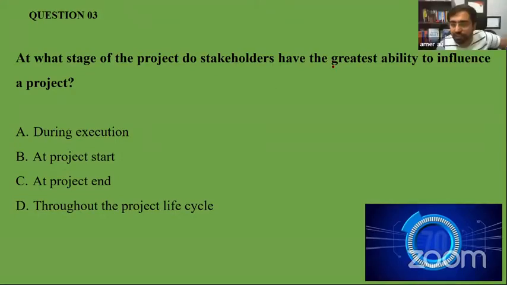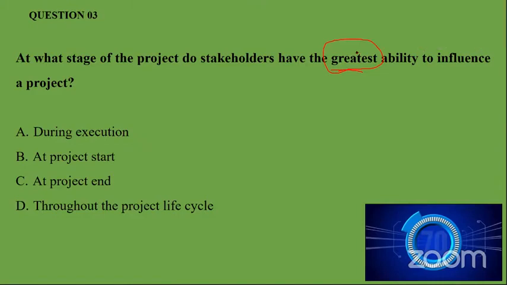The question is asking the greatest ability. The question is asking the qualitatively greatest one. The question was when they have an ability, of course, that would be throughout the project life cycle. But the question categorically asked the greatest ability. So where do they have the greatest ability? I think when the stakeholders are all aligned and when there is requirement gathering, etc. So I think that could be the start of a project.